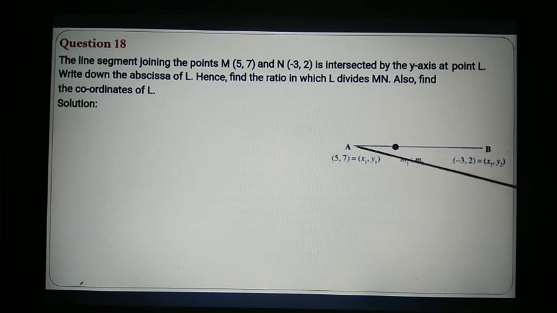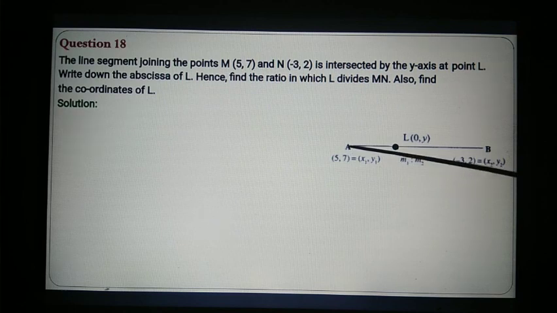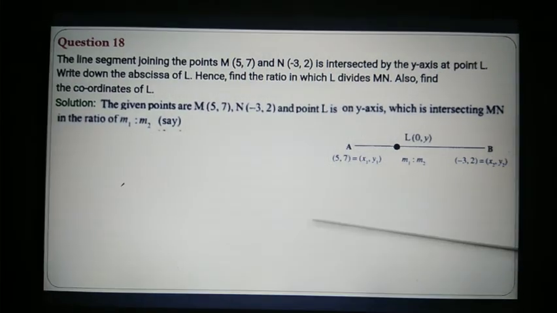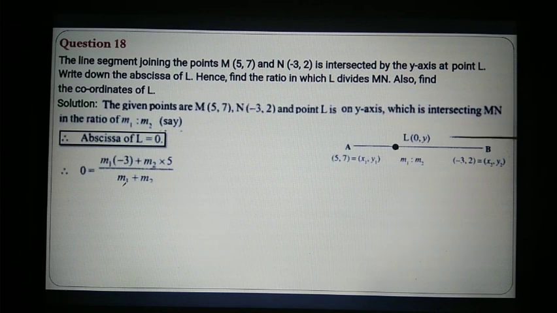So my case is somewhat like this now. This is not A and B actually. This is my M, this is my N. Now the coordinate of L is going to be 0, y. As I said, abscissa will be 0 here. Now according to the question, in which ratio does this L divide line segment MN? So I'm considering this ratio to be M is to N. Abscissa is 0 as I said. Now this is my x, right?